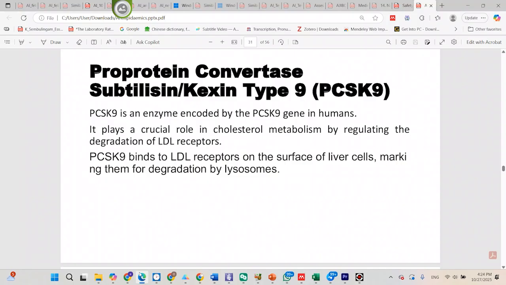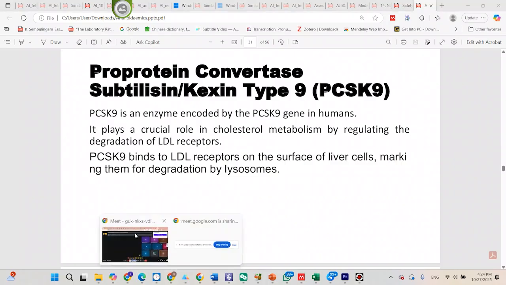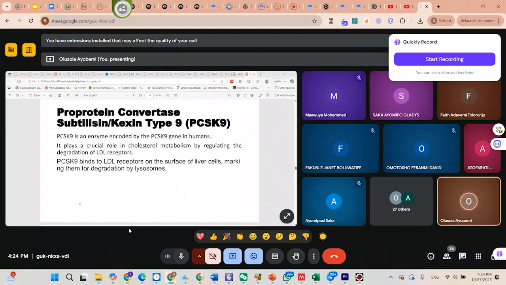What it does is regulate the degradation of LDL receptors. I told you that anytime we have more LDL receptors, there will be lower cholesterol, because LDL receptors in the liver will take up LDL-C and metabolize the cholesterol. PCSK9 binds to LDL receptors on the surface of liver cells and marks them for degradation by lysosomes. So in a way, PCSK9 destroys LDL receptors. They don't do that directly, they just mark them. Once they bind to the surface, they mark them, and once marked, they can be degraded by lysosomes. Is that clear? Do you understand that?